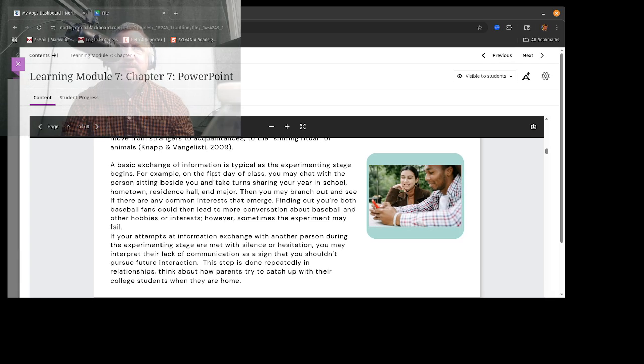Basic exchange of information is typical at the experimental stage. On the first day of class, you may chat with the person sitting next to you. You might take turns sharing your year in school. You might talk about your hometown. You might talk about where you live, what your major is, right? Then in the natural progression of things, we might branch out and see if there are any common interests. Perhaps you're both baseball fans, right? Or you've got other hobbies in common. Maybe you like the same musical groups.